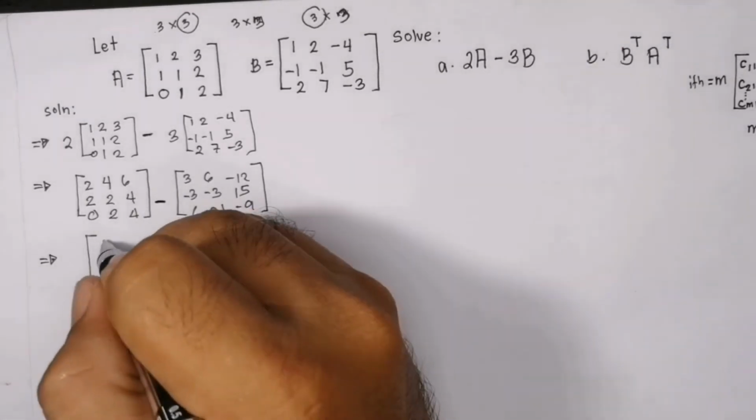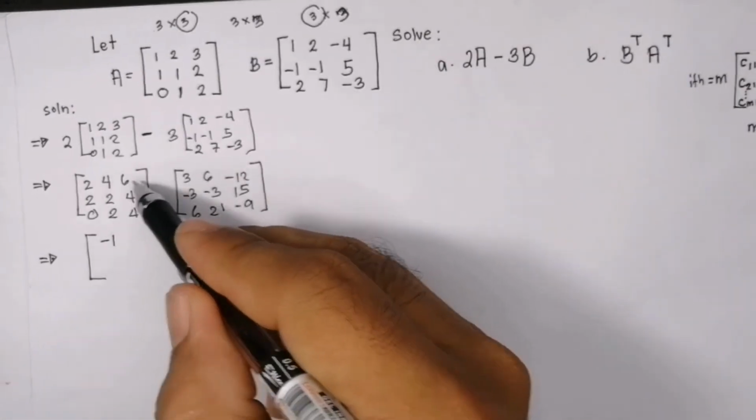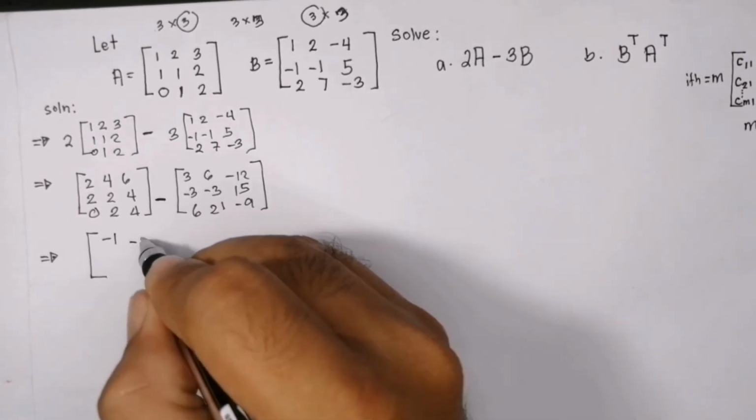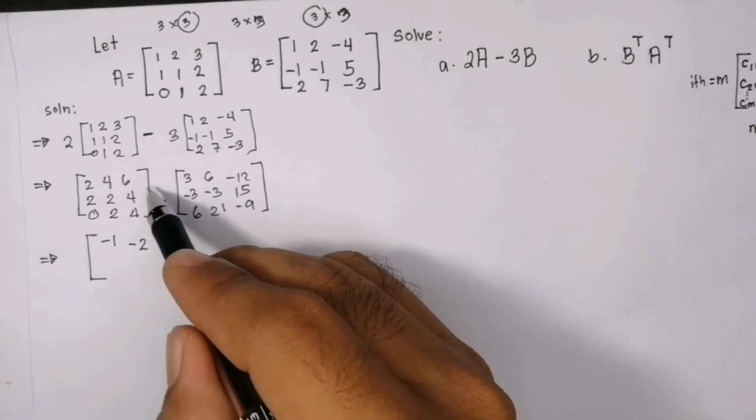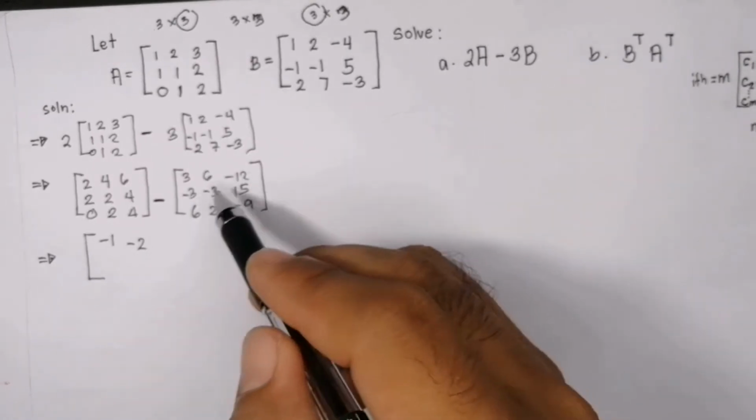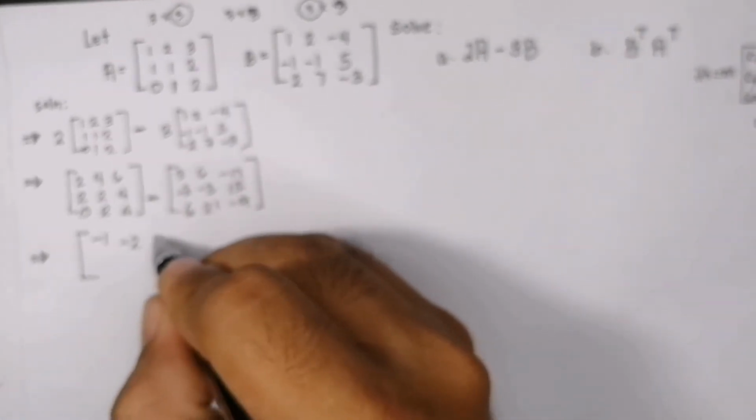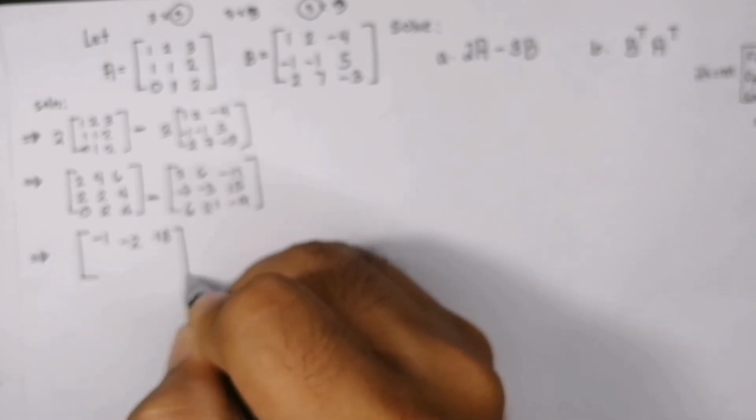2 minus 3, that is negative 1. 4 minus 6, that is negative 2. 6 minus negative 12, minus negative becomes positive. So 6 plus 12 becomes 18.